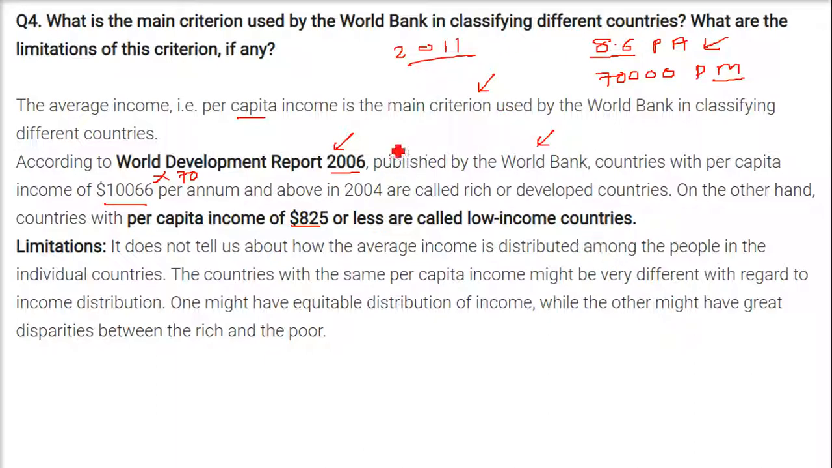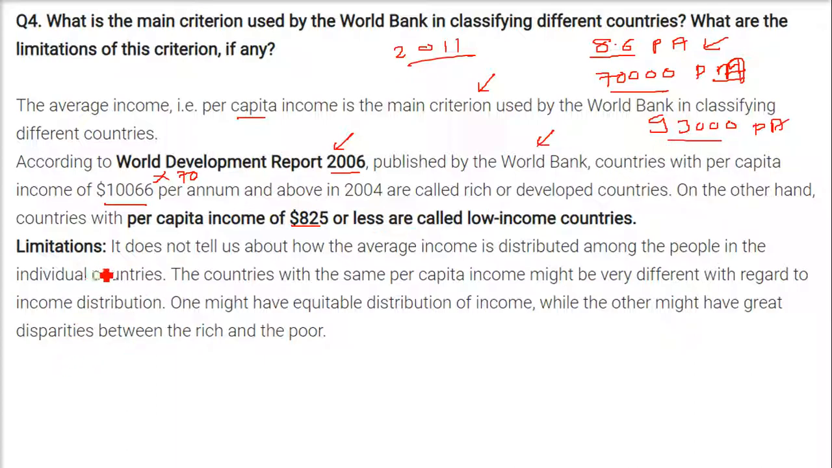Now India comes in between. India comes at around 93,000 in 2011. I'm saying 93,000 per annum. This is per annum, not per month. Per annum means in 12 months somebody is earning 70,000. In this, somebody is earning in the whole year, 12 months, 93,000.